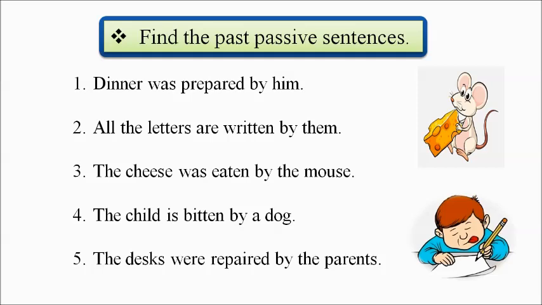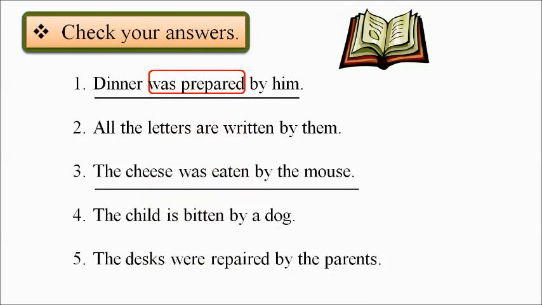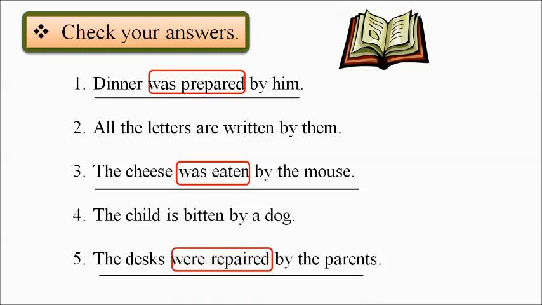Shall we check the answers, children? Dinner was prepared by him. The cheese was eaten by the mouse. The desks were repaired by the parents. Okay, have you seen some changes instead of the change of place and verb in passive form? Have you seen the changes of pronouns and the addition of by in each sentence? Yes, there are another two changes.